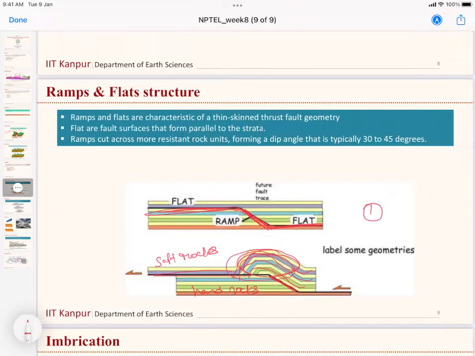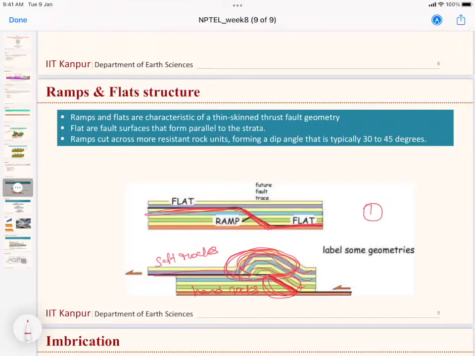So this is a system where you can see both kinds of nature simultaneously. First is a brittle nature, where you have a fault, and ductile nature, through which you are getting the fold. I hope these things are clear. Is it okay?